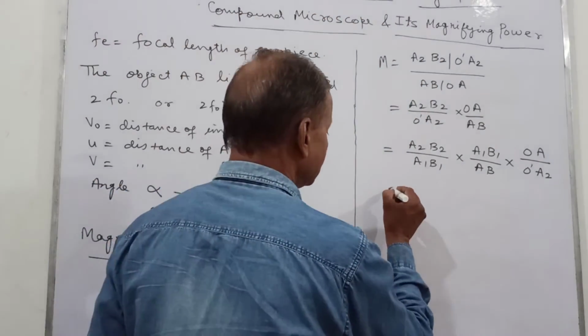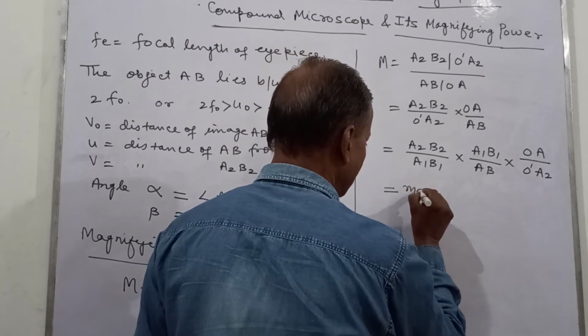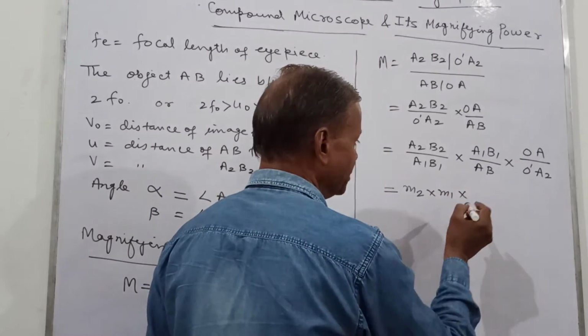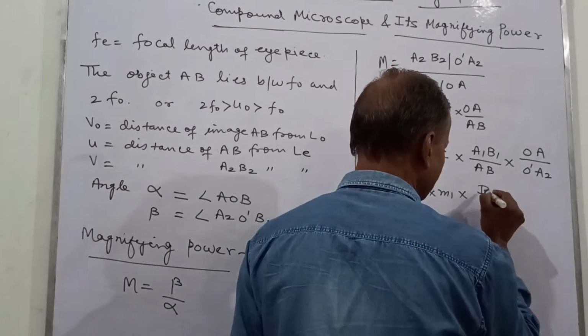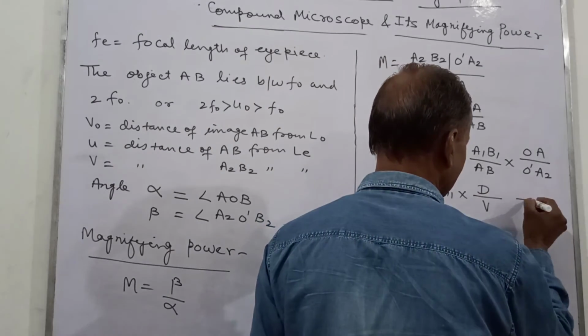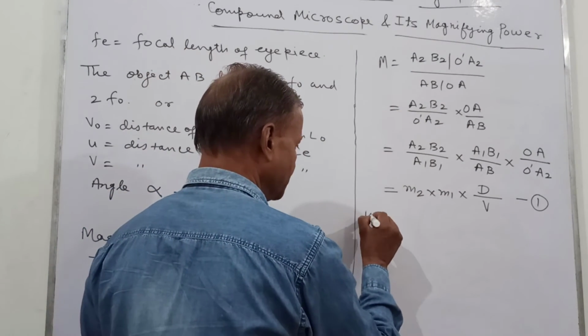So this is M2 into M1 into OA. This is now your D upon O dash A2. This is now B. This is now number 1. Now what is M2?